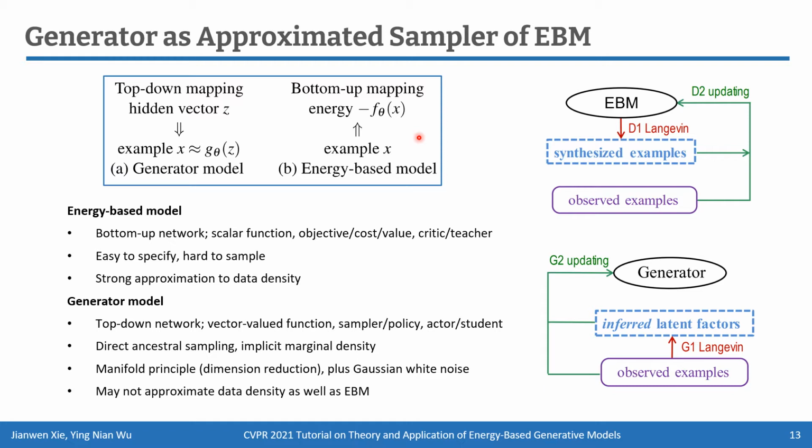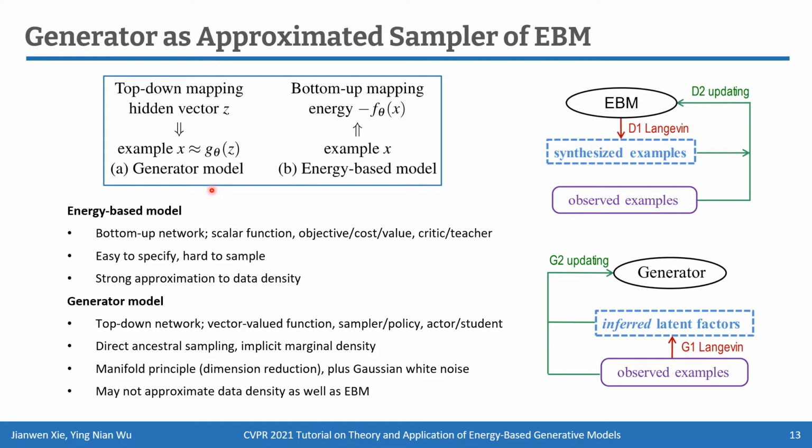And the advantage of this generator model is that you can generate the synthesized images directly by this ancestral sampling. You just sample Z from a very simple prior distribution, and then feed Z to this top-down network to generate your X. However, this model only gives you an implicit marginal density. The marginal density involves an intractable integral.